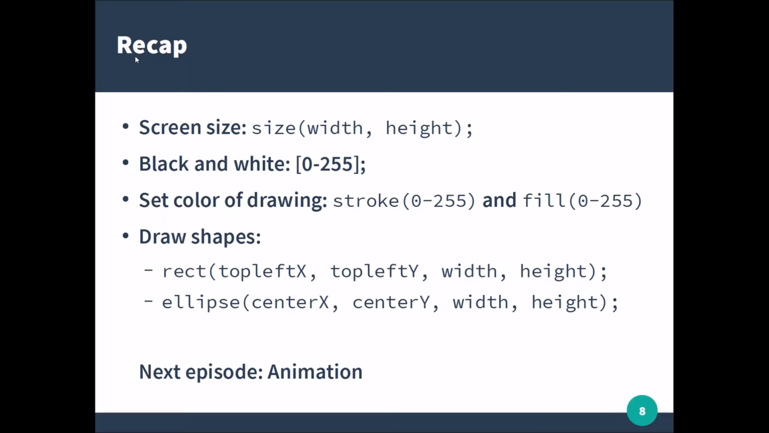So, to recap. In this episode, we learned how to set the size for our screen using the size width, height command. We learned how we can define black and white color from 0 to 255, and how we can use this to set the stroke and fill of our drawing commands. We also learned how to draw rectangles and ellipses using their anchor point and dimensions. So far, we have static shapes on our screen. Let's make them move in our next episode, where we'll talk about animation.